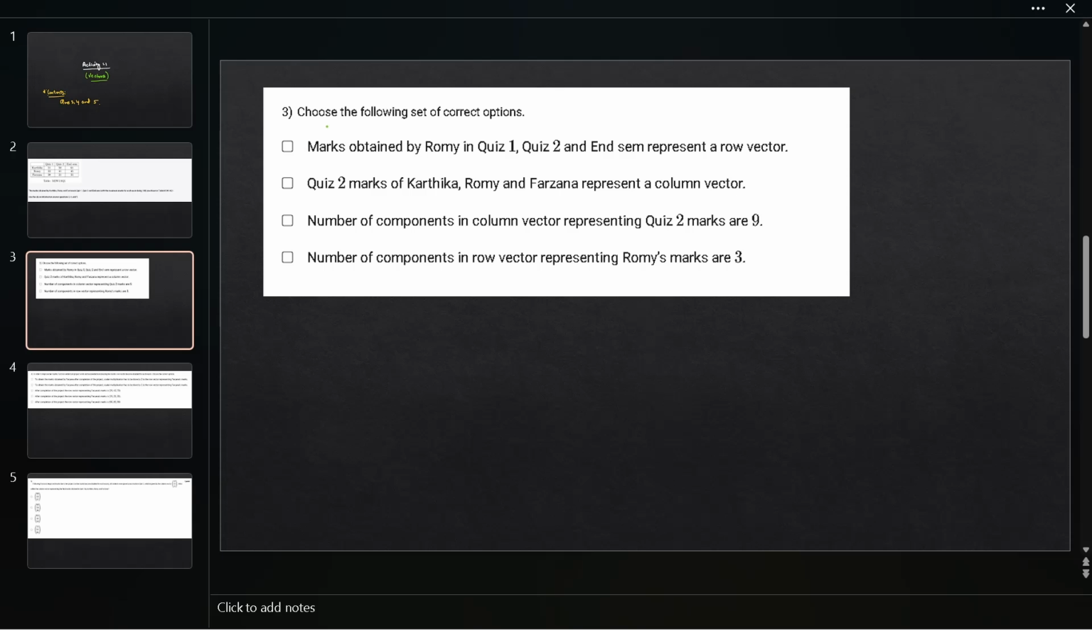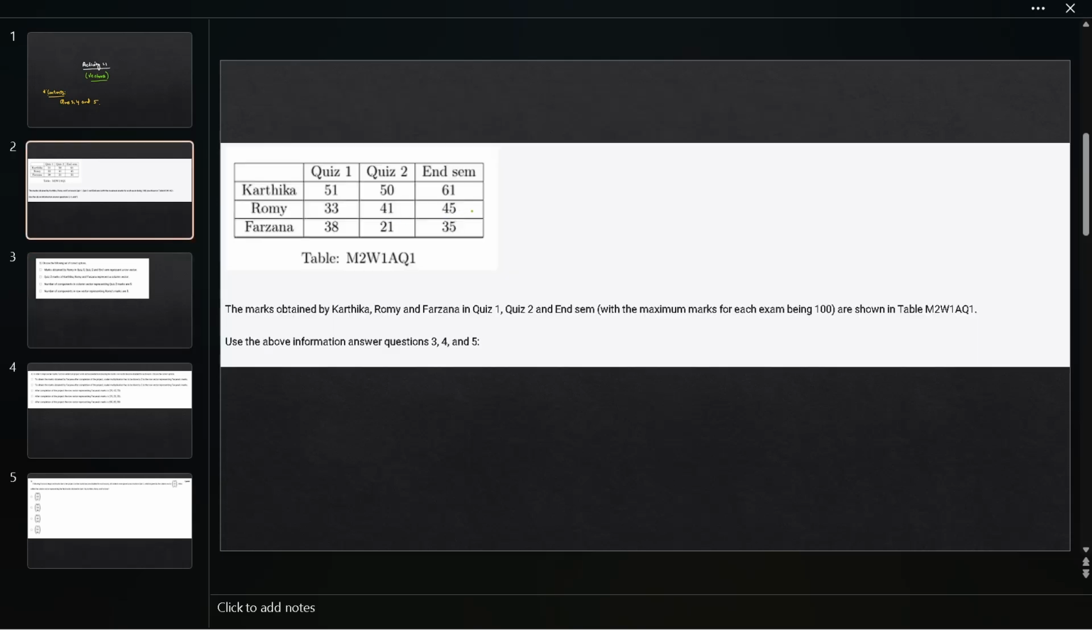In question 3, we have to choose the correct set of options. The first option is: marks obtained by Rami in quiz 1, quiz 2 and NSEM represent a row vector. If we analyze the table given to us, the first row is 51, 50, 61. This row represents the marks of Karthika in quiz 1, quiz 2 and NSEM. The first element represents her marks in quiz 1, the second her marks in quiz 2, and the third her marks in NSEM.